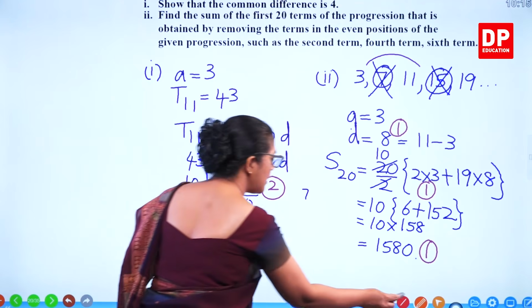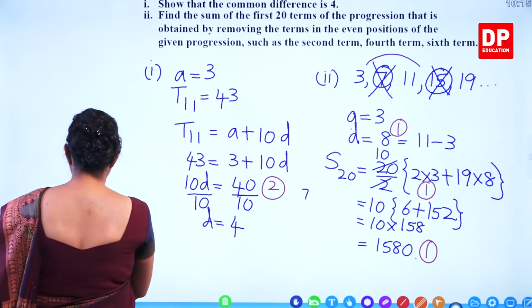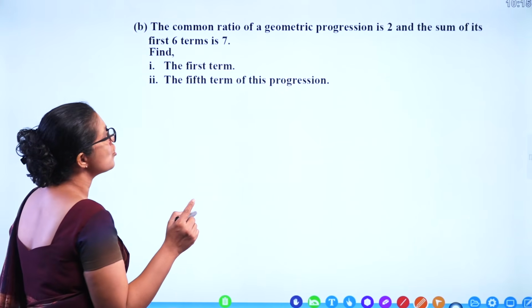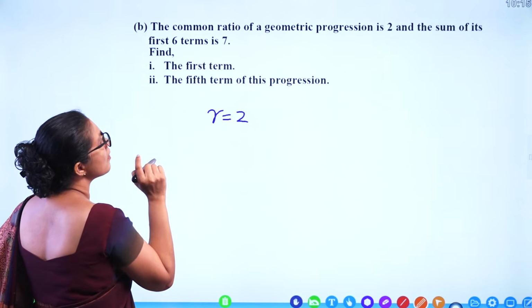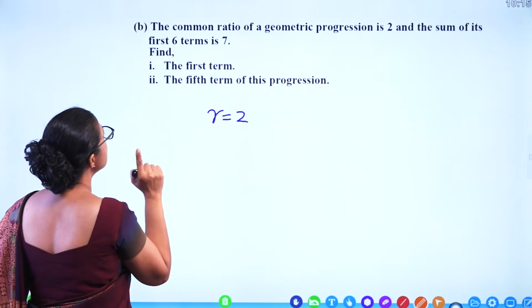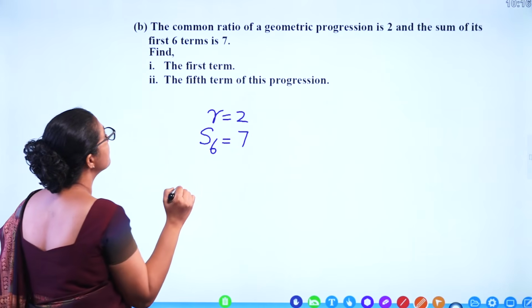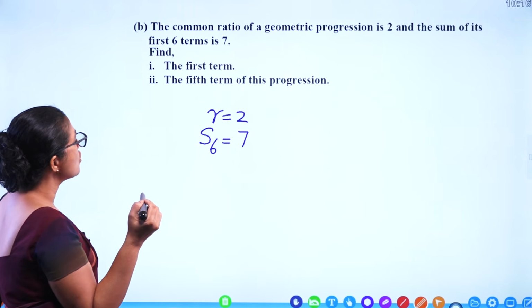Now let's take the second part. Part B, the common ratio of a geometric progression is 2. r equals 2. And the sum of its first 6 terms, S6, is 7. Find the first term and the fifth term of this progression.